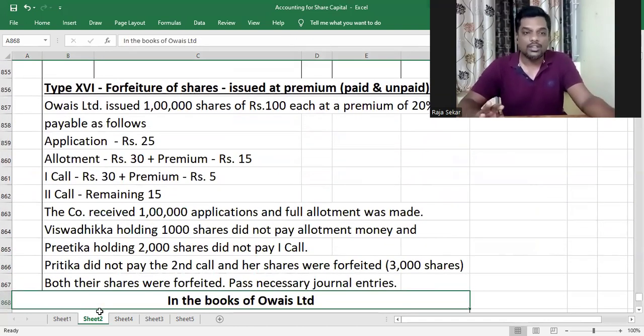And that we'll be doing in the next video. We'll be solving the problem that I'm showing here in the next video, in which I'll teach you how to account for forfeiture of shares when certain part of premium has been paid and no premium has been paid, and then the entire premium has been paid. Understood or not? So I'll see you in the next video.